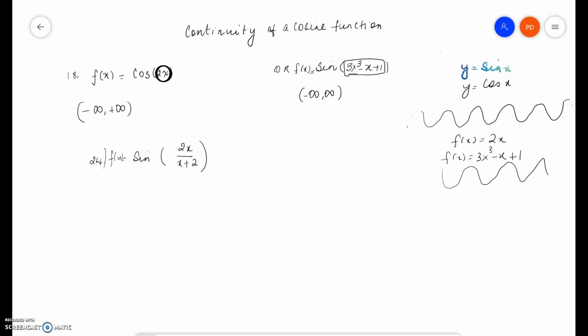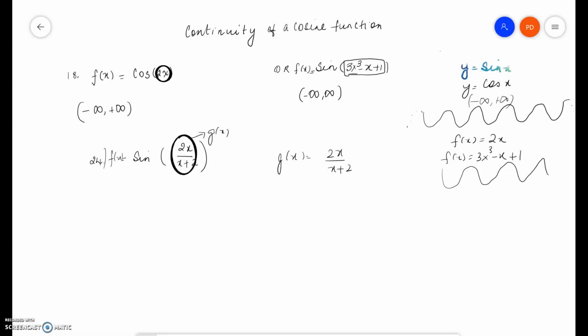Let's look at another function, f of x equals sine of the quantity 2x over x plus 2. So 2x over x plus 2 is the inner function. So let's call that g of x. So g of x is equal to 2x over x plus 2. We've discussed this earlier. The sine and cosine functions are both continuous in the entire interval negative infinity to positive infinity. That is for every real number.